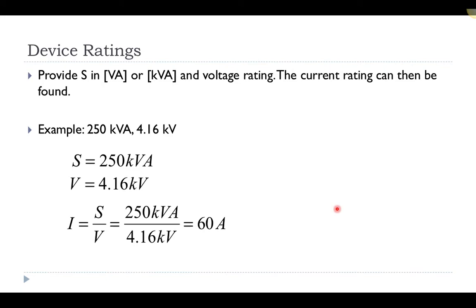The value for the apparent power, which has units of volt-amps or kilovolt-amps, along with a voltage rating, can actually tell us the current rating in the circuit. So for example, suppose we had an apparent power rating of 250 kVA, and we had a voltage rating of 4.16 kilovolts. Using the apparent power rating and the voltage rating, we can figure out what the current rating in that circuit is. The voltage is 4.16 kilovolts. The apparent power is 250 kVA. So we have 60 amps for our particular circuit.